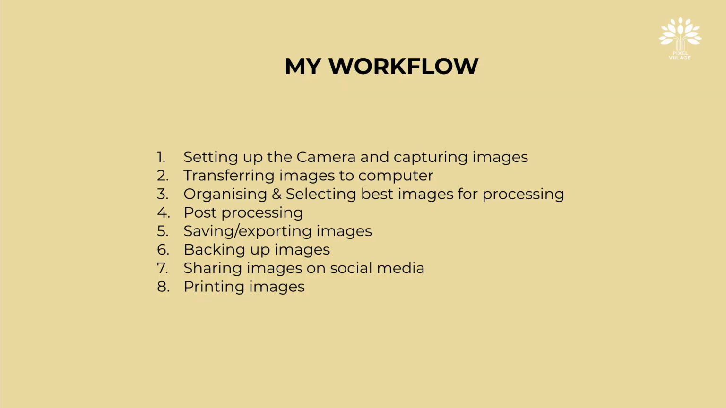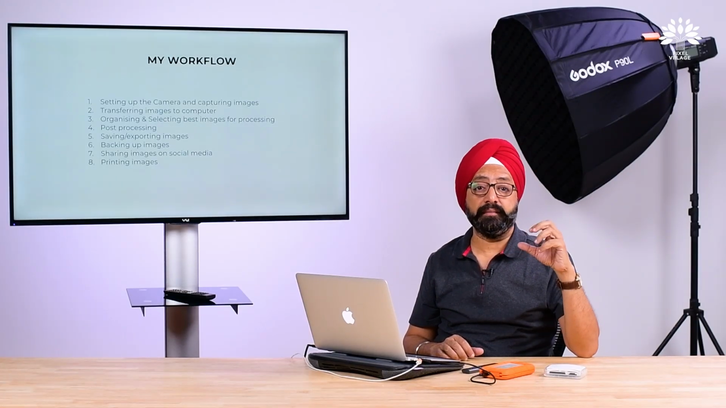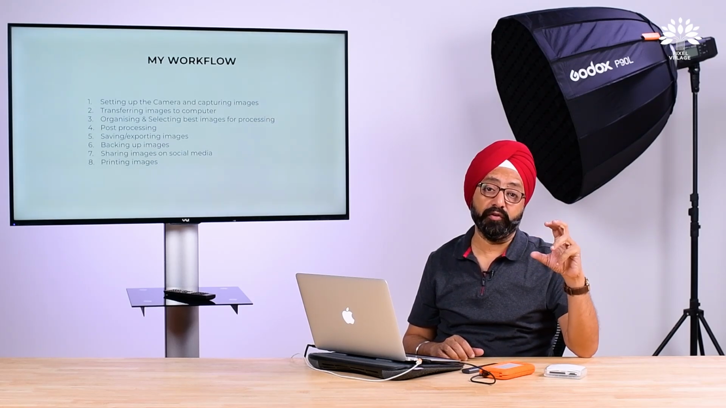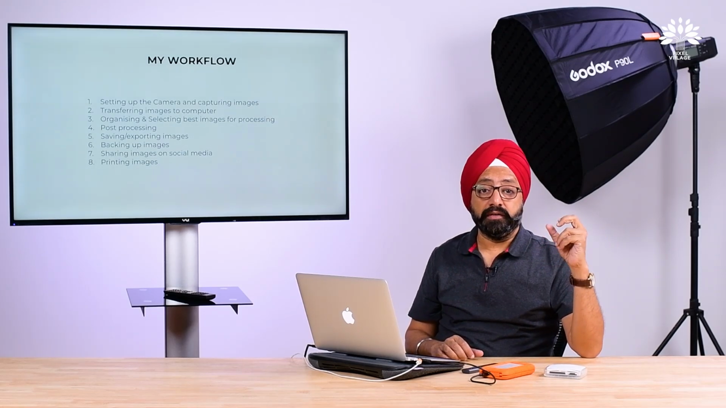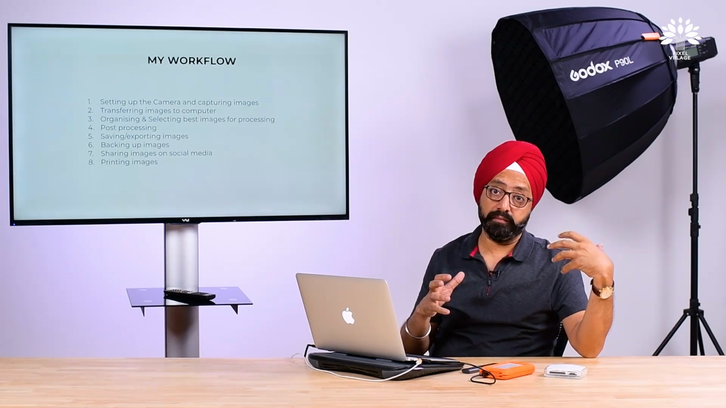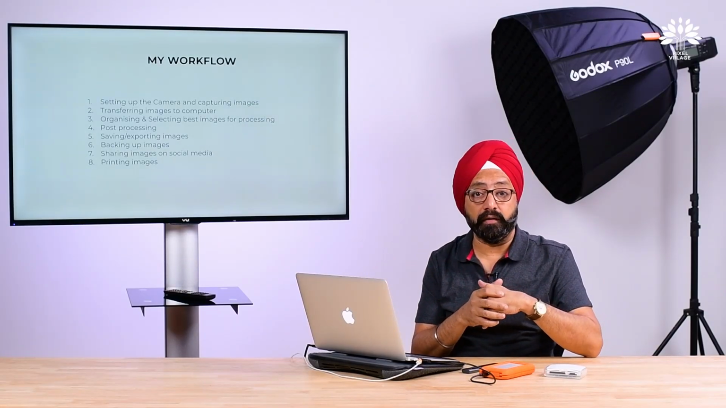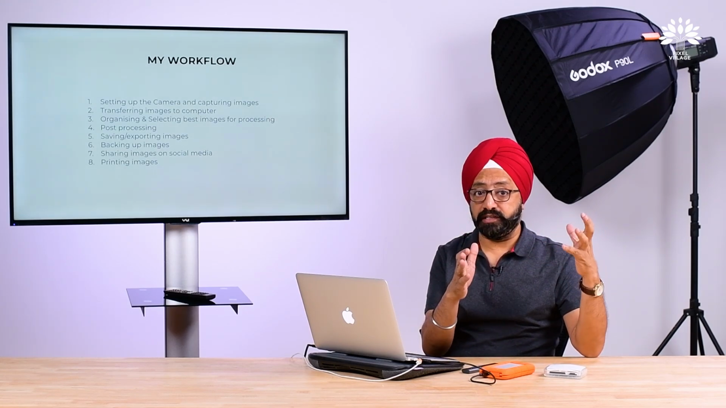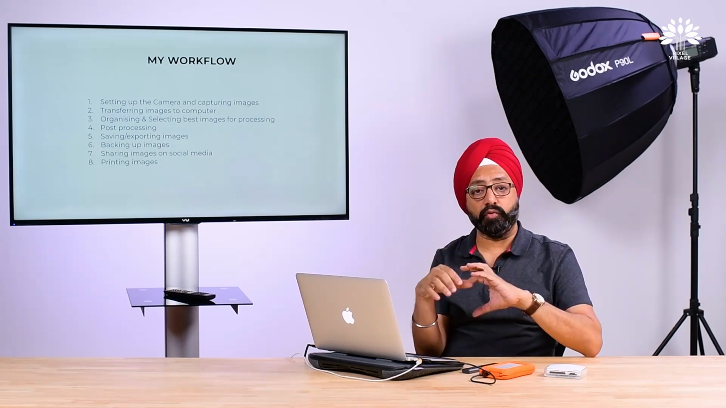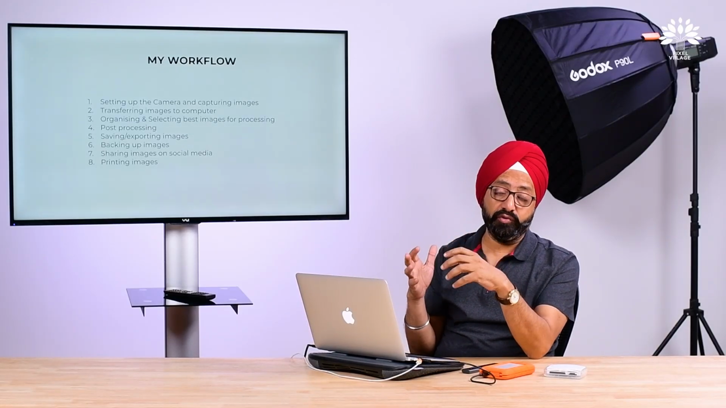My workflow starts with setting up the camera and capturing images. What do I mean by setting up the camera? If I am going to shoot portraits or human faces, then my camera settings will be hovering around aperture. If I am going to shoot sports or fast action shots, then my camera settings will be hovering around shutter speed. We have already discussed that. So we set up the camera before going on the shoot, go on the shoot, and capture the images. What do you do after you have captured the images?